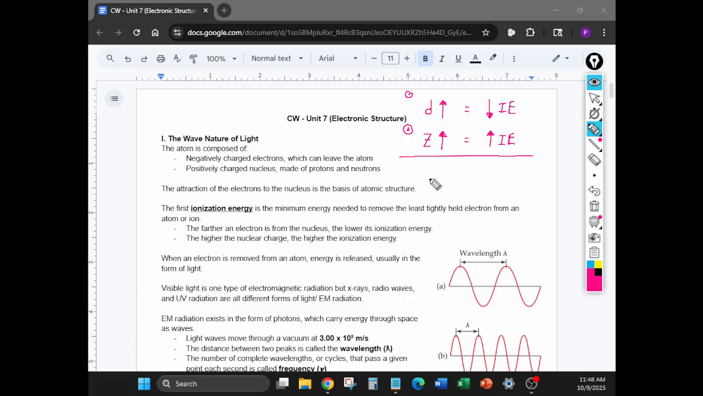So let's say that we have our atom right here. We got our nucleus right here, and then I'll do the electrons in blue. Okay, so there's these electrons flying around. Now, if an electron leaves the atom, so let's say we have this electron right here, and this electron left. When an electron is removed or ionized from the atom, energy is released, and this energy comes in the form of light.